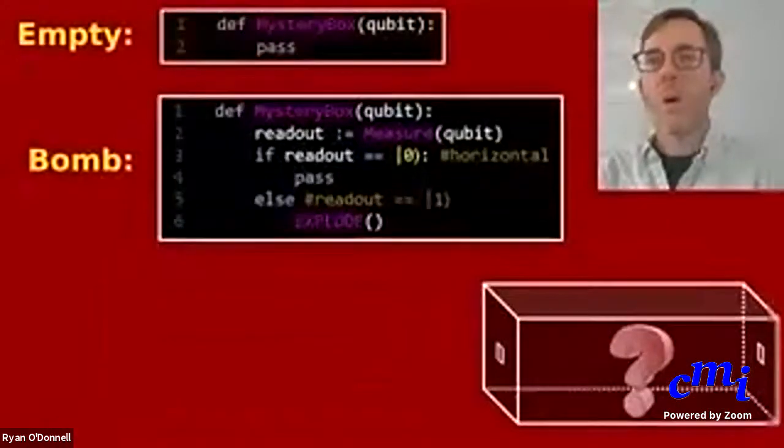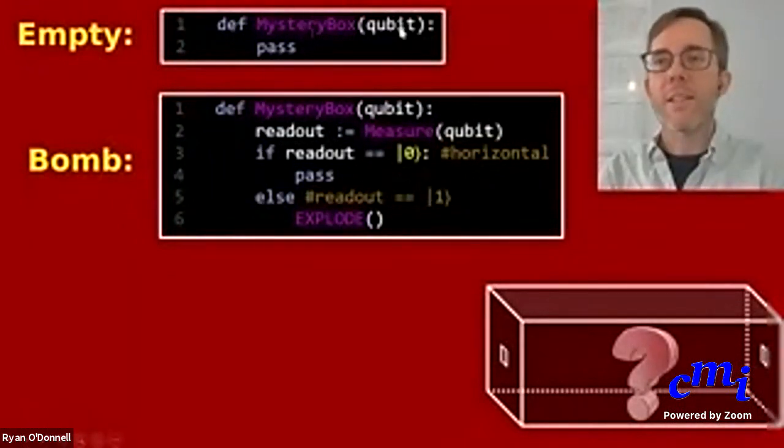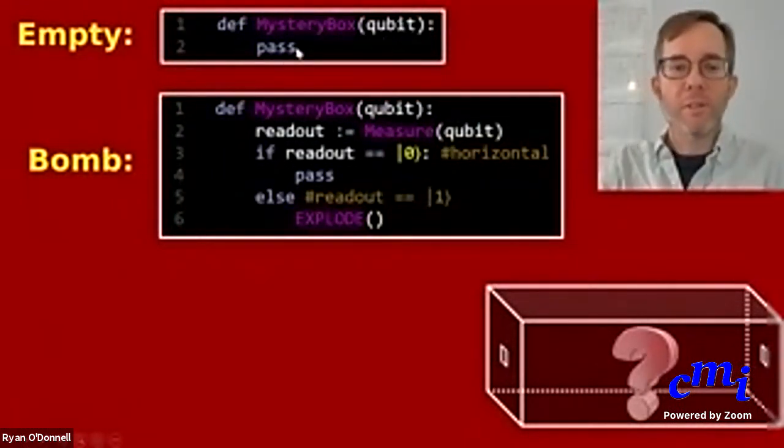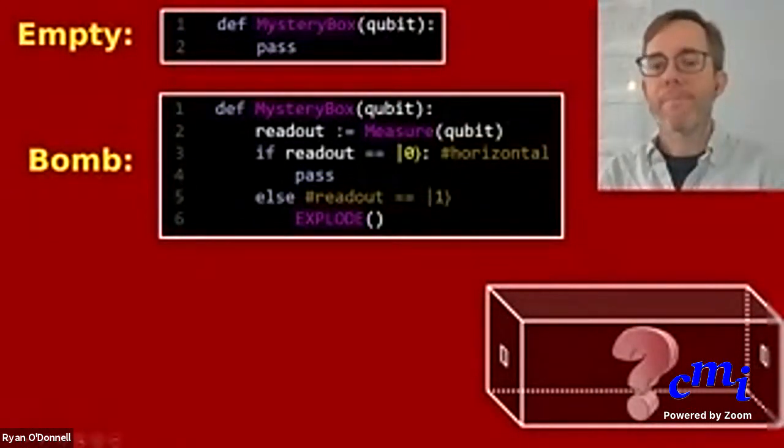Okay, and also if the box is empty, you can think of it like this: it takes in a qubit and just passes the qubit through to the end. So it's one of these two possibilities that is the implementation of the mystery box.